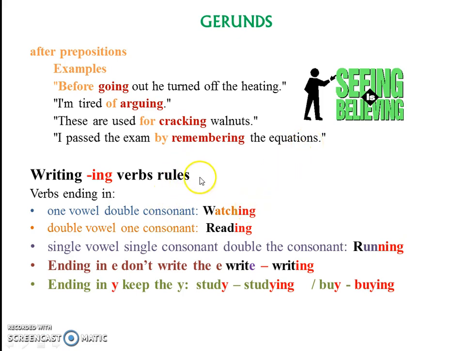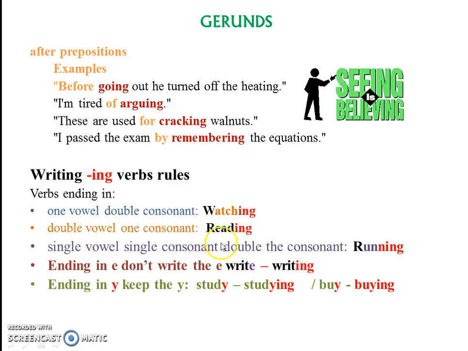Now, let's check some rules for the writing of the ing. This is important. Here we talk about the base form of the verb, okay? Here it is watch. Watch ends in one vowel, this is the vowel, my friends, A, and two consonants, or in this case three, which is okay. One vowel, two or three consonants: add ing, and watch becomes watching as a gerund.